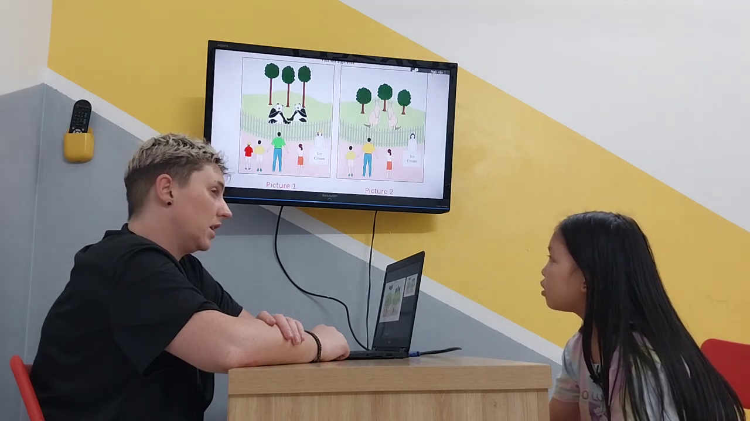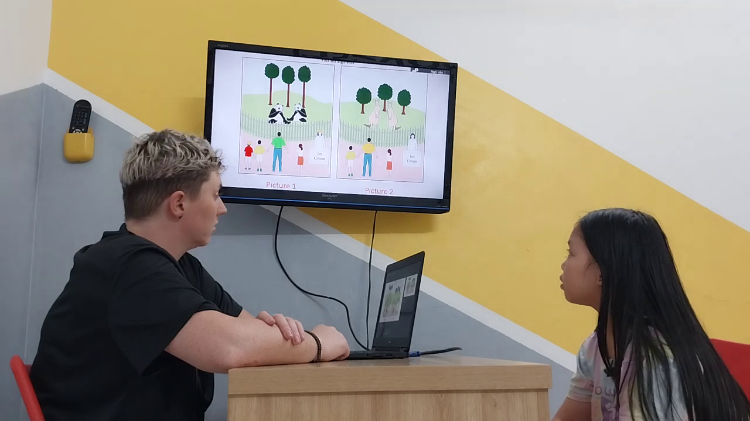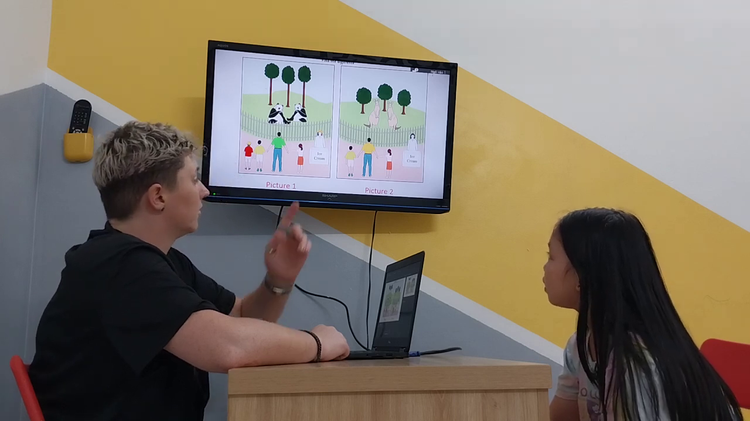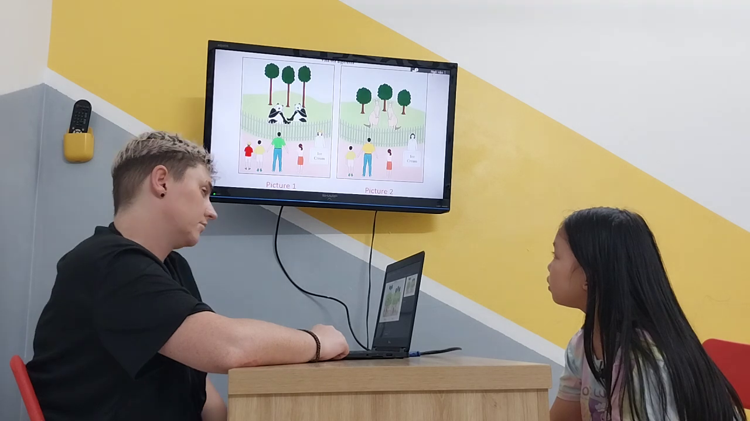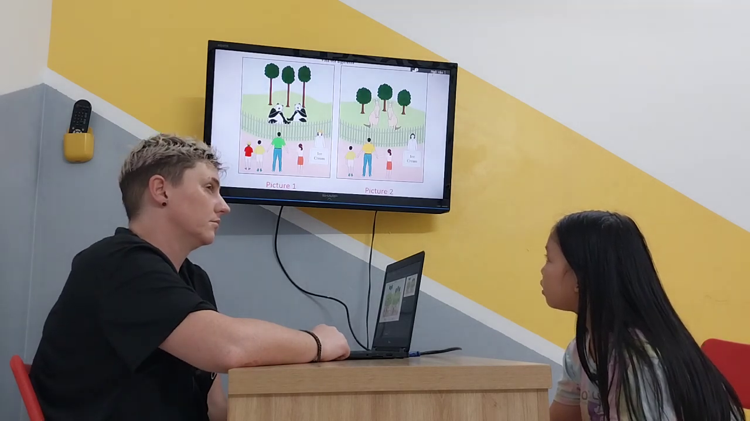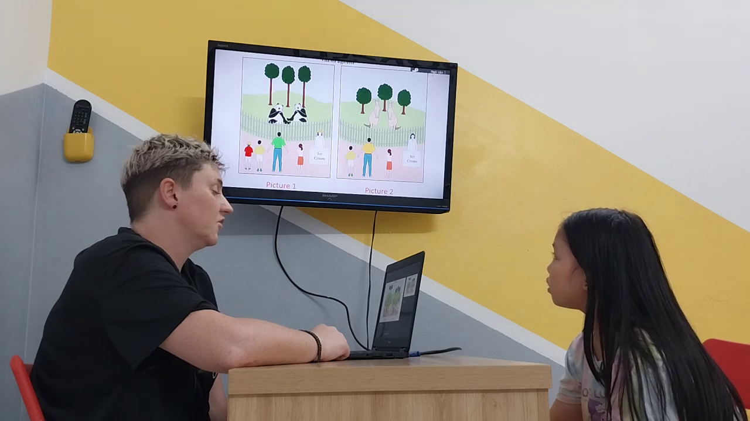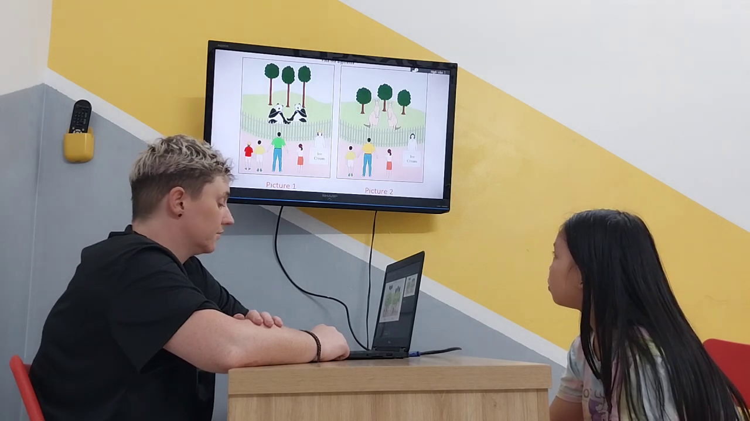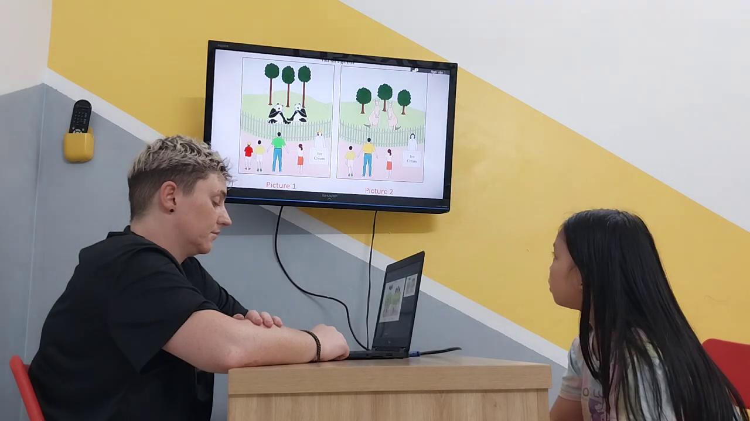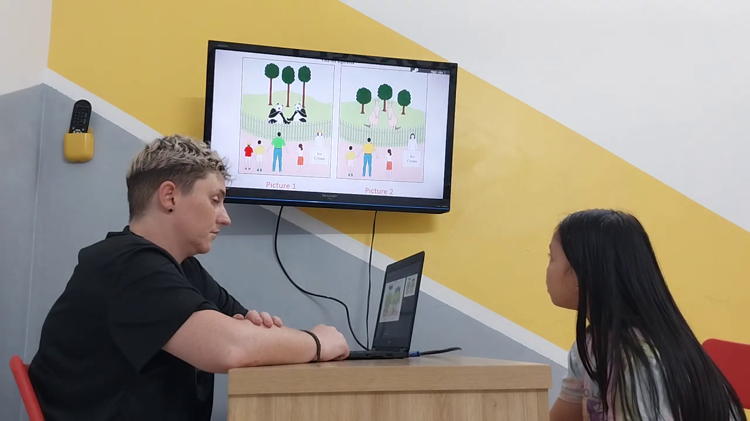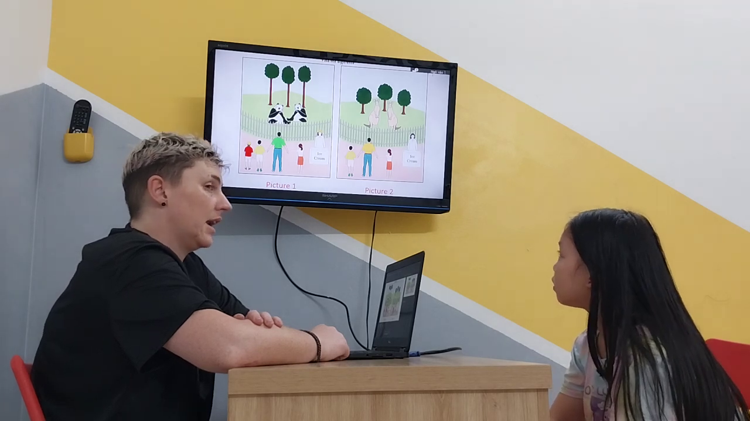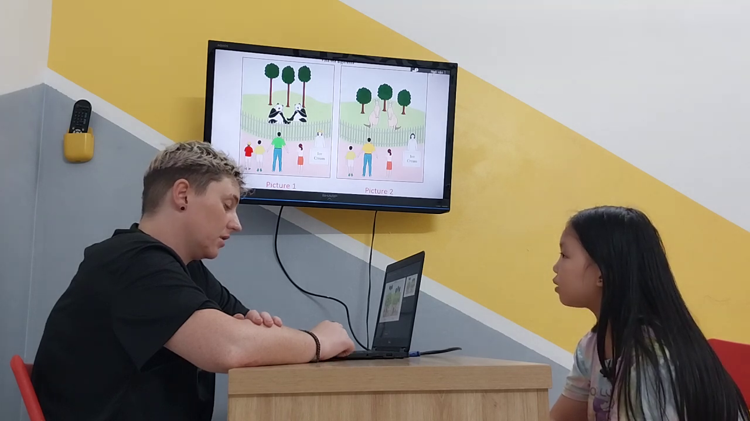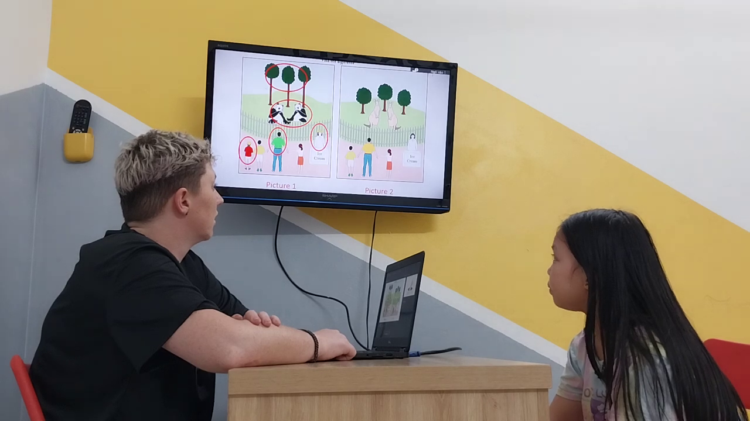He's wearing a green shirt. Picture two, he's wearing a yellow shirt. Okay, what else? Picture one, she is wearing the hat. Mm-hmm. Picture two, she isn't wearing a hat. Okay. Good job. High five.